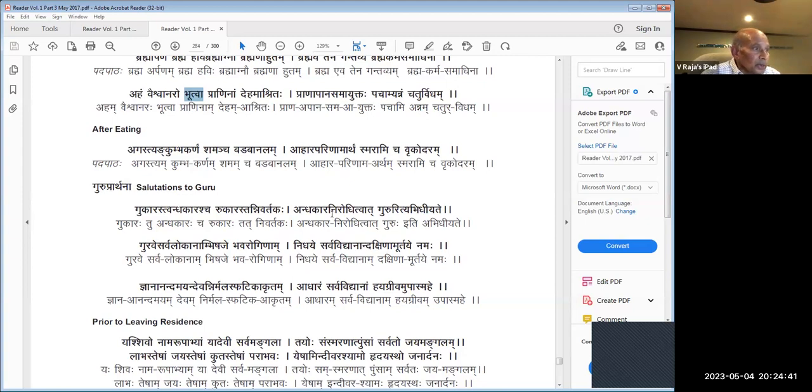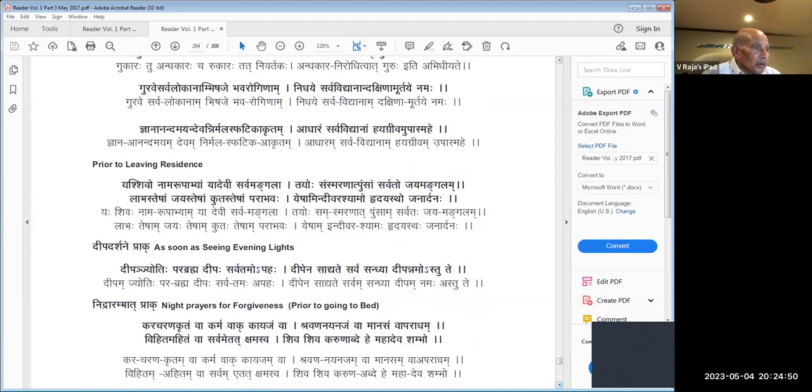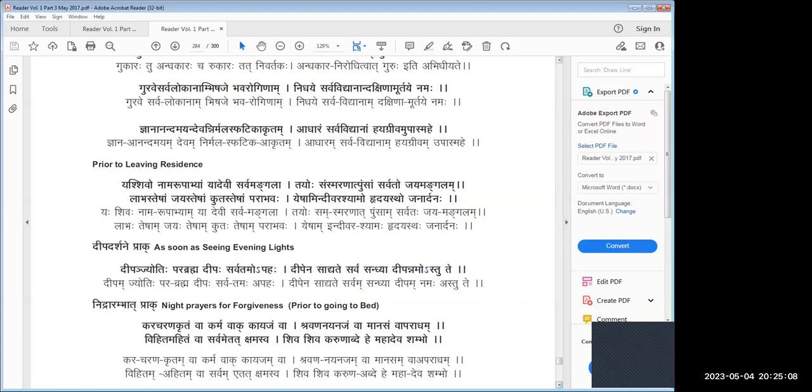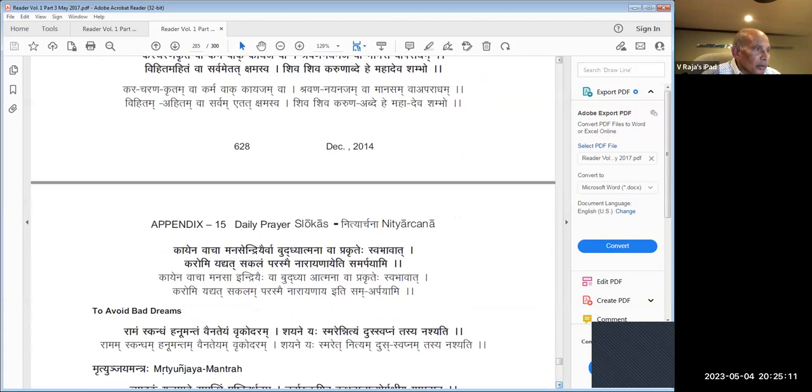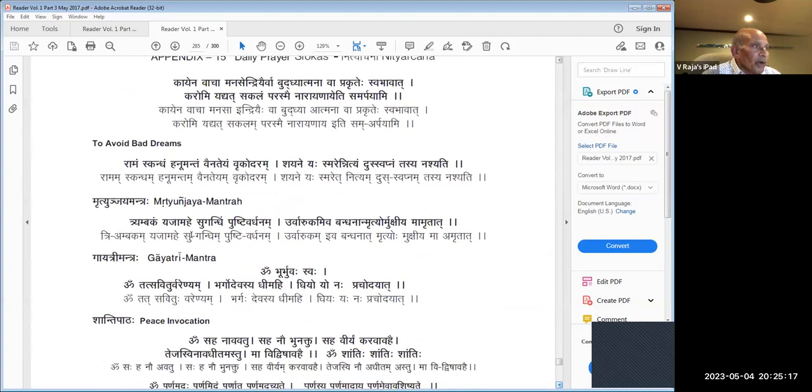And then a few other slokas on Guru. And then before you leave the house, you pray some slokas, and before you go to bed, you pray some slokas, and then there is one sloka. And to avoid bad dreams, you pray some slokas, and then this Mrityunjaya mantra is very common.